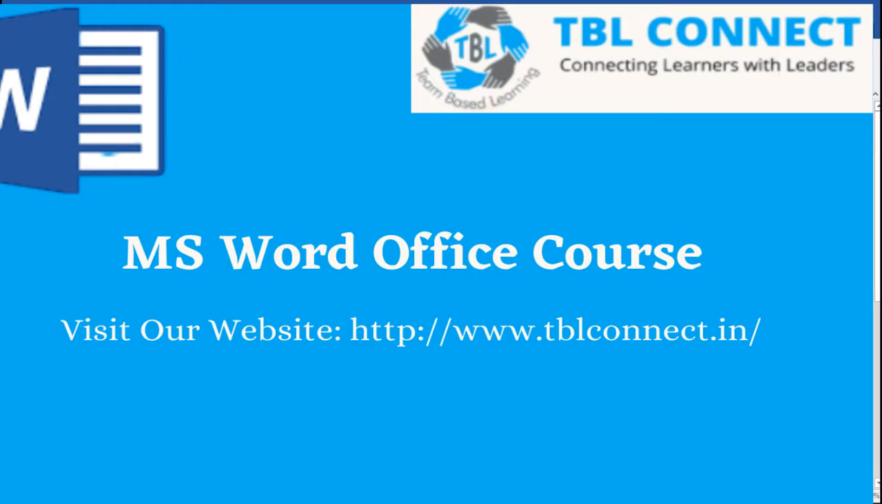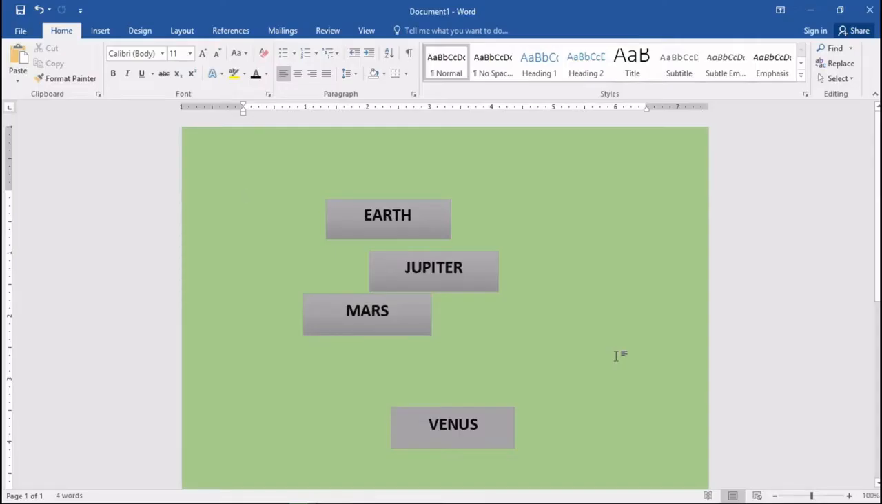Hello everyone. Today we are going to be learning about aligning, ordering and grouping objects in a Word document. So let's get started with it. Pictures, text boxes and shapes are all considered objects in a Word document. So sometimes you need a little help arranging these objects to get your document to look the way you want.